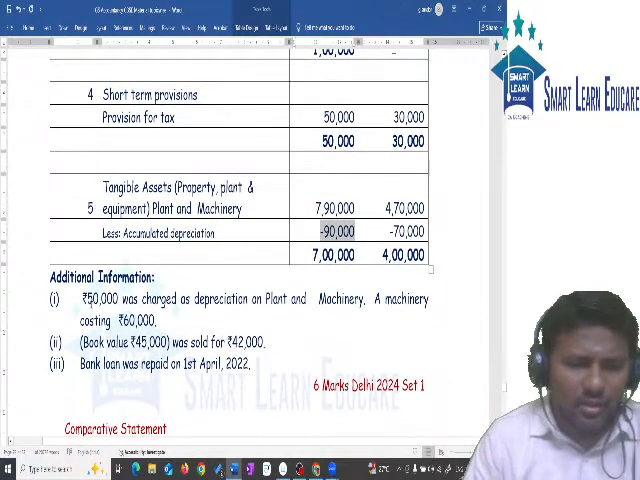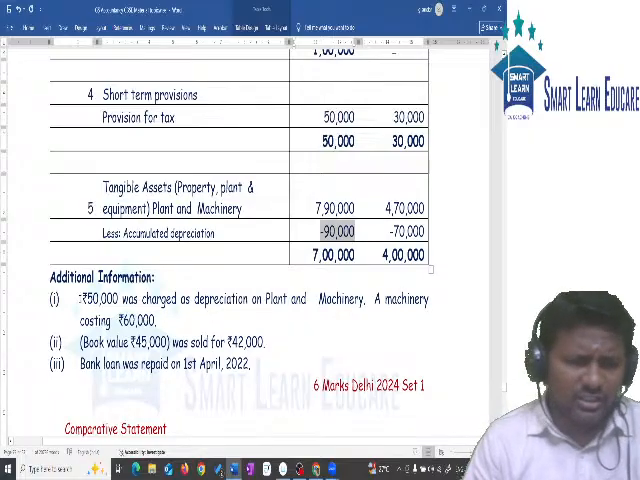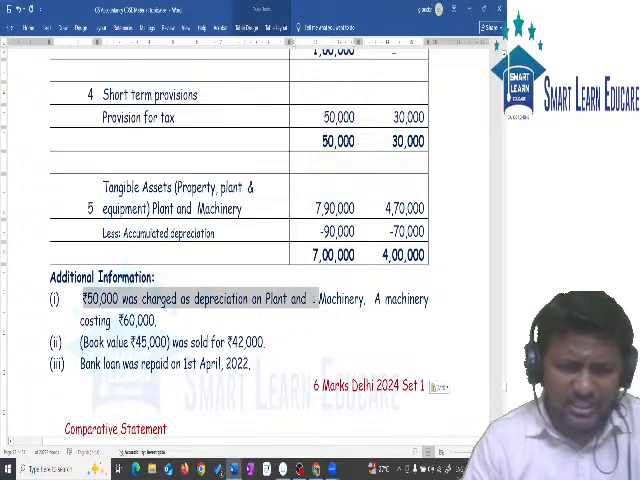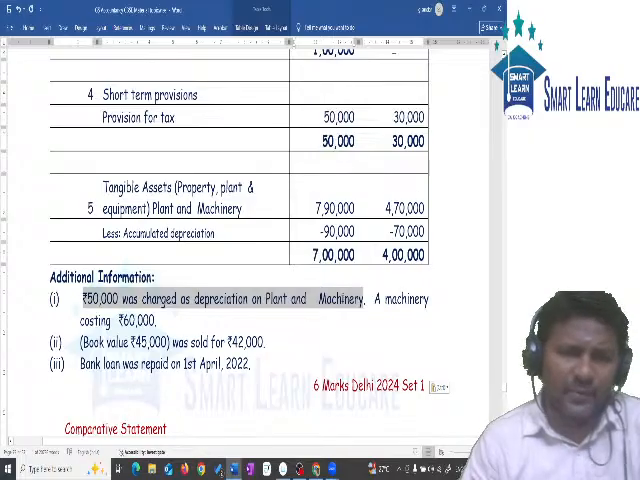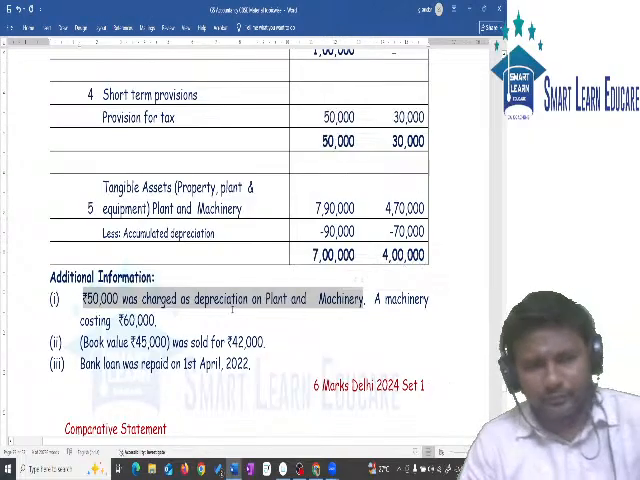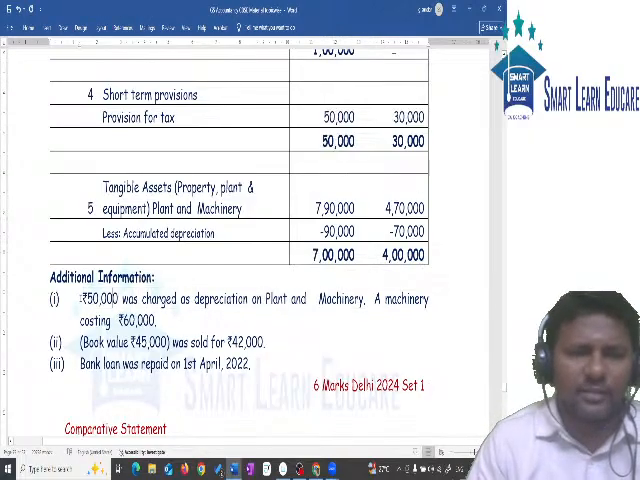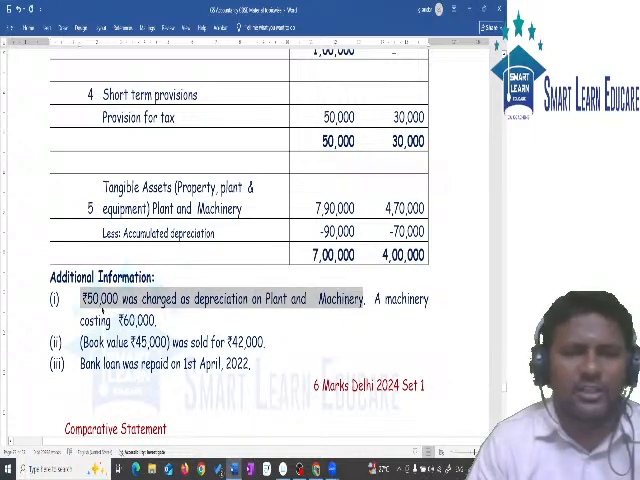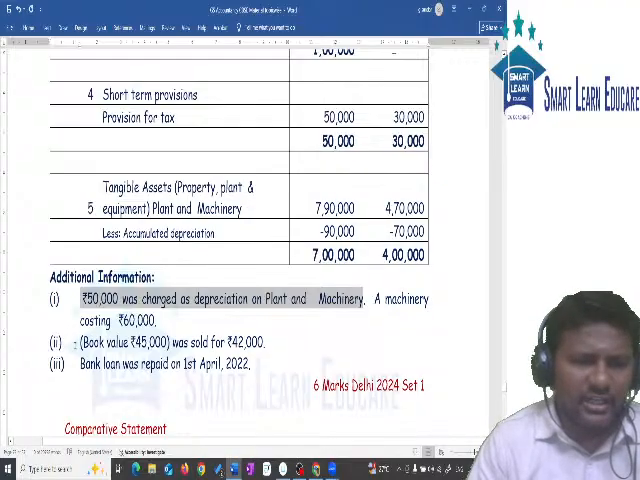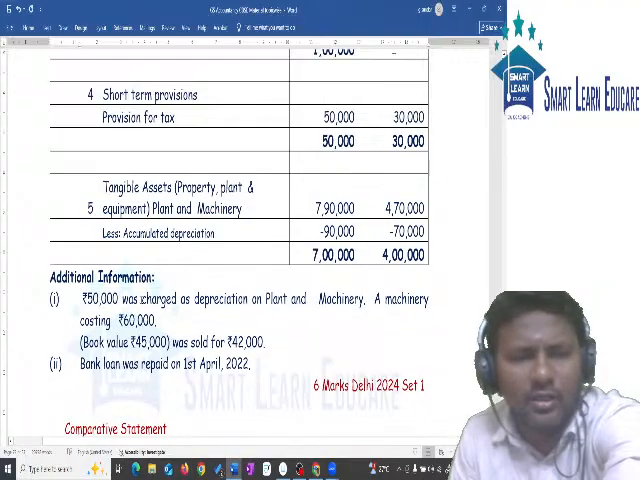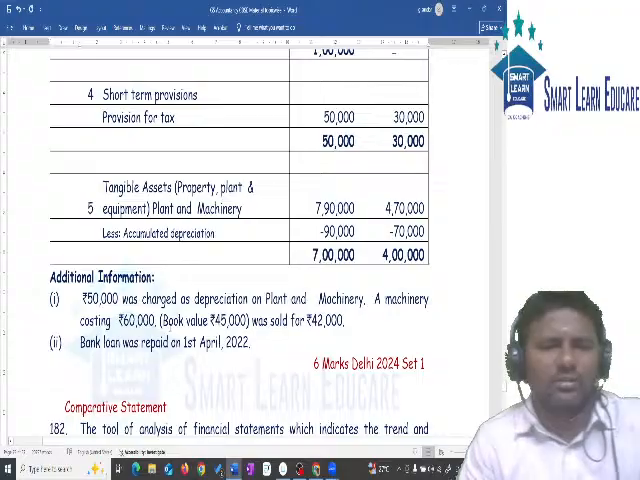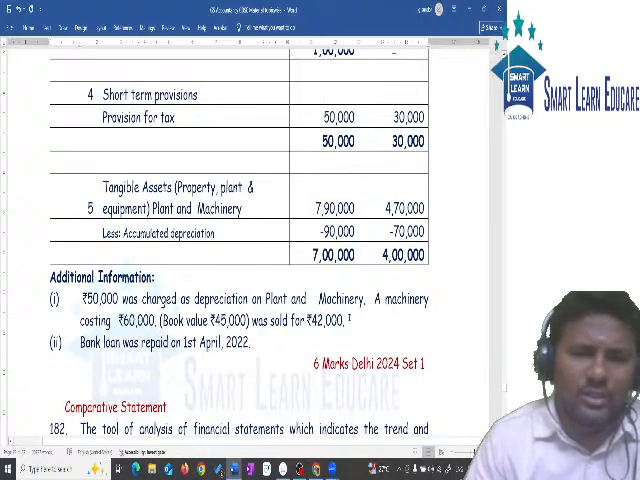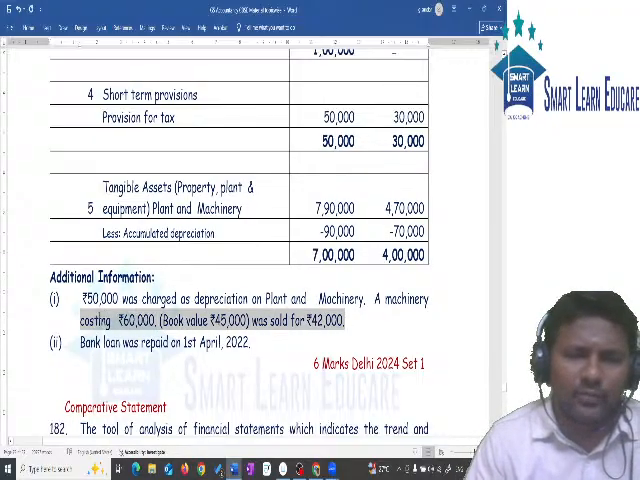Now, 50,000 was depreciation charged on property, plant and equipment. By depreciation it is 50,000. Machinery costing 60,000, book value 45,000, was sold for 42,000.